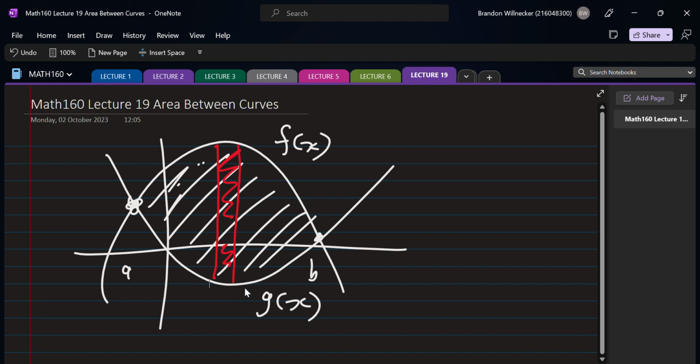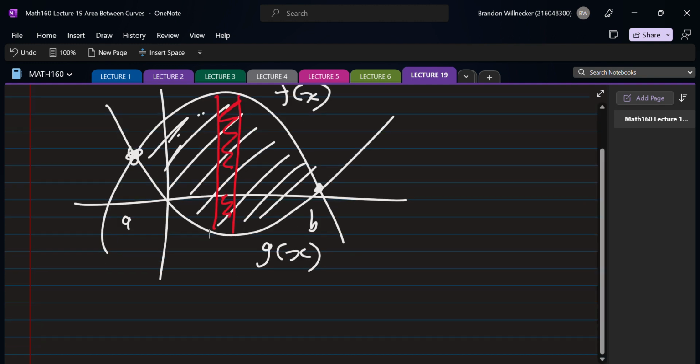But since g of x is below the x-axis, we know that that little height bit is going to be negative. So the actual height from the top function to the bottom function is going to be f of x minus g of x. We need to subtract g of x because that bit is negative. So minus, that makes a plus. And that gives us the height of the rectangle. The width, that's your normal dx, and then we just integrate it.